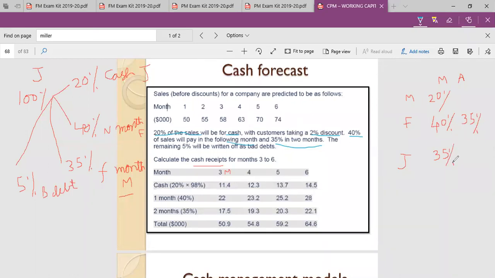So we see that if it is collection, we have to look backwards. All the time we have to look backwards to see how they are collected, when which month's sales are collected in that respective month. Am I clear? If this concept is clear, only then can we solve this question.